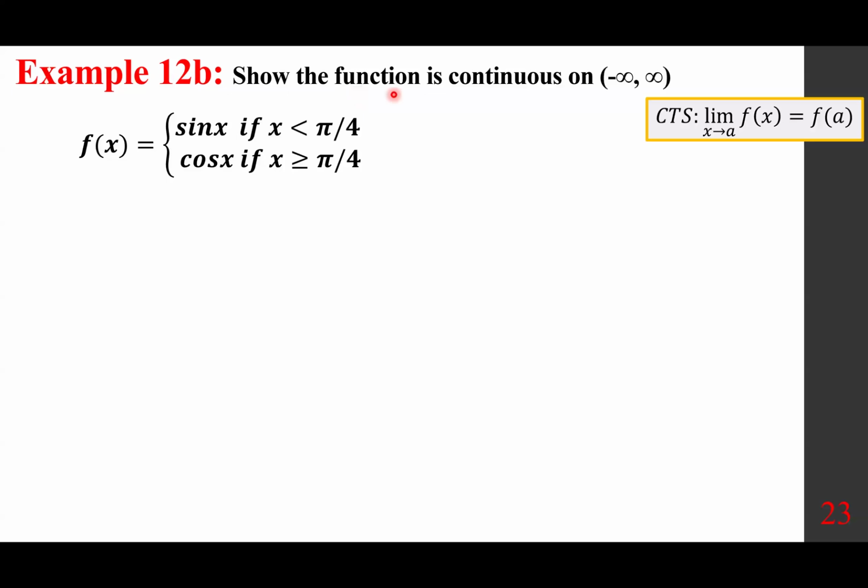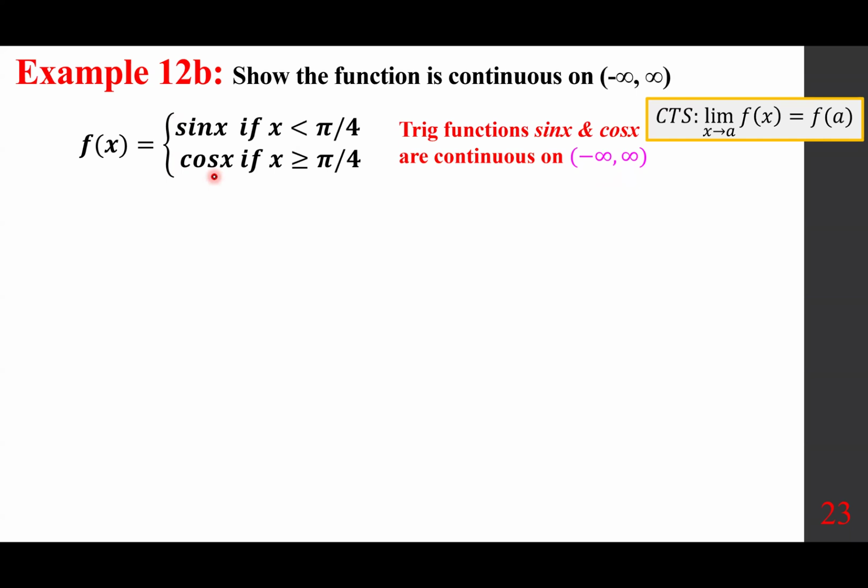Show that the function is continuous on negative to positive infinity, where the function f of x is defined as a piecewise defined function: sine x if x is less than pi over 4, and cosine x if x is larger than or equal to pi over 4. Each piece, that means y equals sine x and y equals cosine x, those are trigonometric functions, and they are continuous from negative to positive infinity. None of them has any problem.